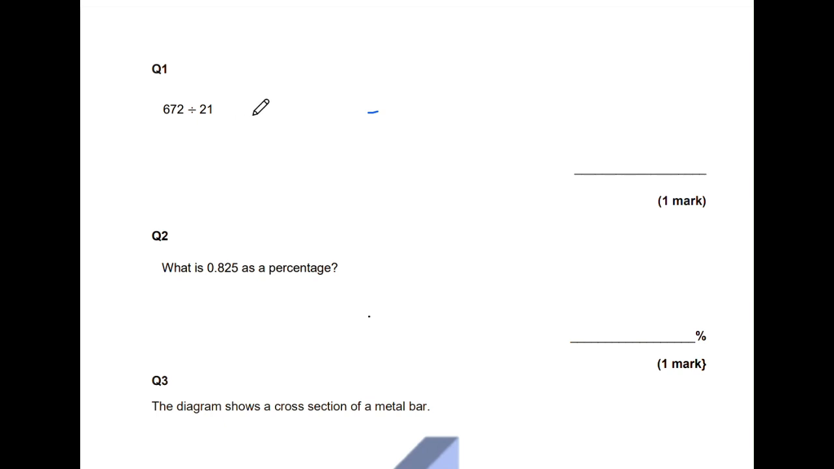Question 1. We're going to divide 672 by 21. So we're going to do 21s into 672. So we could write down our 21 times table. 21, another one is 42. We add another 21 to that, we get 63.